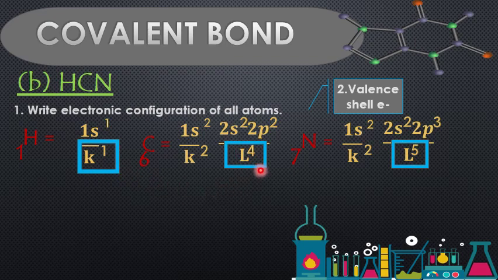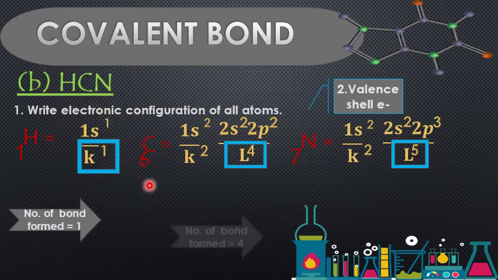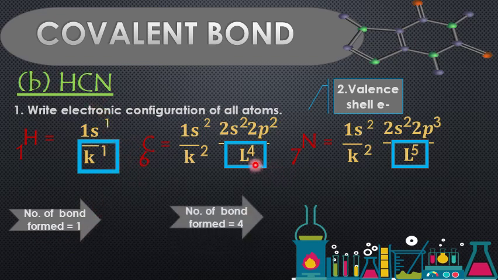Carbon has 4, and nitrogen has 5 valence electrons. So hydrogen needs how many electrons to complete? Hydrogen needs 1 bond to be formed, because it needs 1 electron to complete its duplet, so it will make 1 covalent bond in this structure. Carbon has 4 valence shell electrons, so it is going to make 4 covalent bonds. So 4 covalent bonds by carbon and 3 covalent bonds by nitrogen.